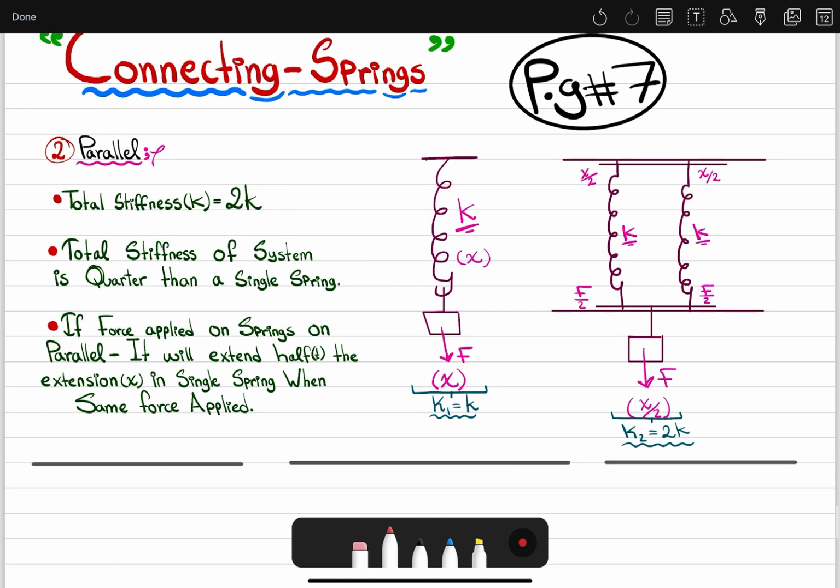In parallel, it's a bit different. In parallel, you're connecting them side by side to one single load, okay? So total stiffness is 2K because of both in one single load. Total extension of the system is half that of a single spring. If force is applied, it will extend half the extension of a single spring, and the same force is applied.